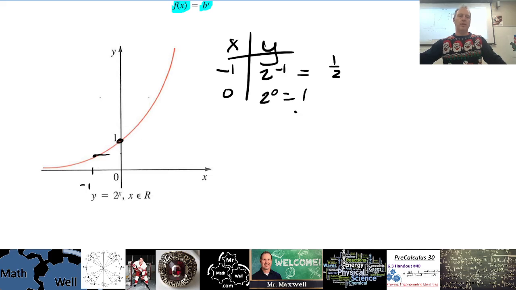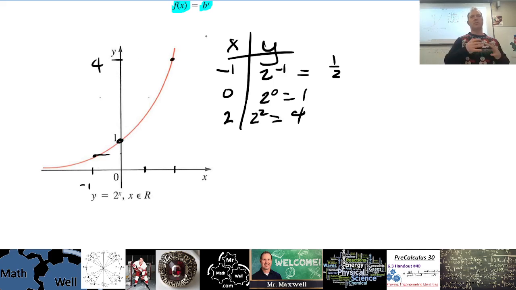You'll see that in all exponential functions where it's just a base and an x, then (0, 1) is an intercept, no matter what the base is. You could have 3 to the power of x, 2 to the power of x, or 1/2 to the power of x. This is always going to be a y-intercept. And if we kept going to 2, that's 2 squared, which is 4. So that's how the exponential function is built.